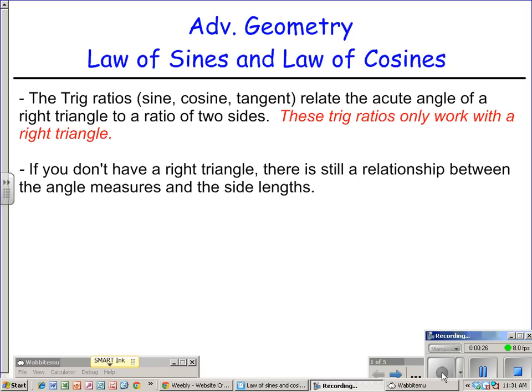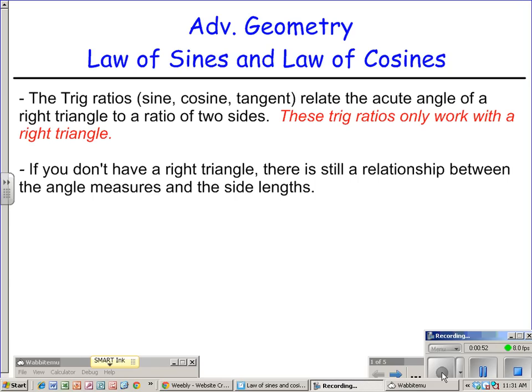So, what happens when you don't have a right triangle? There's still a relationship between the angle measurements and the side lengths. That's what those trig ratios were. The sine of an angle in a right triangle was the ratio of opposite over hypotenuse. Tangent was opposite over adjacent. Those trig functions related angle measurement to side lengths of a right triangle.